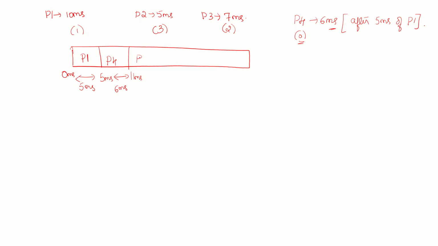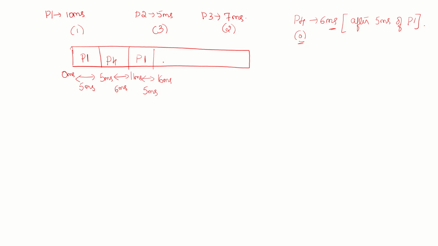So P1 comes here. At 11 milliseconds, P1 comes for the execution again, and its total completion time was 10 milliseconds. It executed for 5 milliseconds. Now again it executes for 5 milliseconds more. Then P1 completes after 16 milliseconds. At 16 milliseconds, P1 completes.